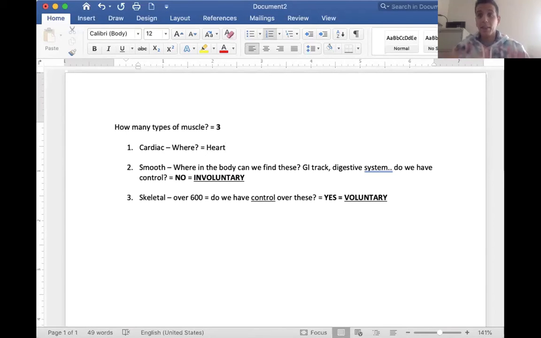So I'm going to say the heart, cardiac muscle, is most important, right? Because we can live, maybe not well, but we can live with skeletal muscle not working, or parts of our skeletal muscle not working. Can we live with cardiac muscle not working? No. Now, do we have control over cardiac muscle? No. Which means it is what? Involuntary. That's correct.